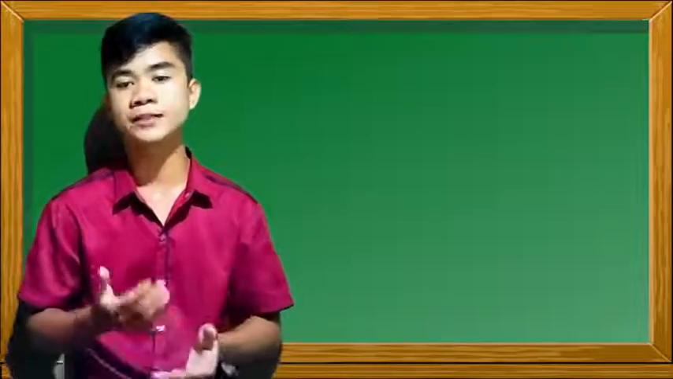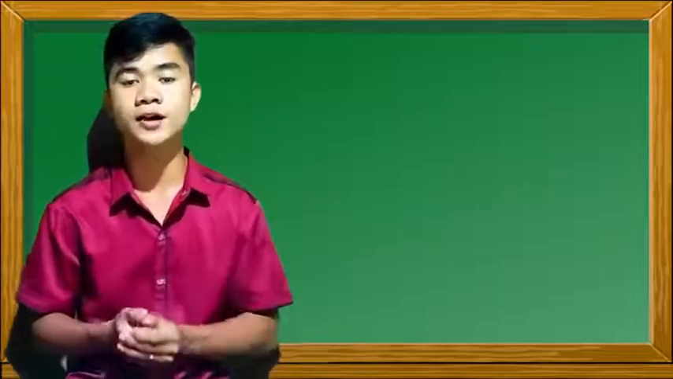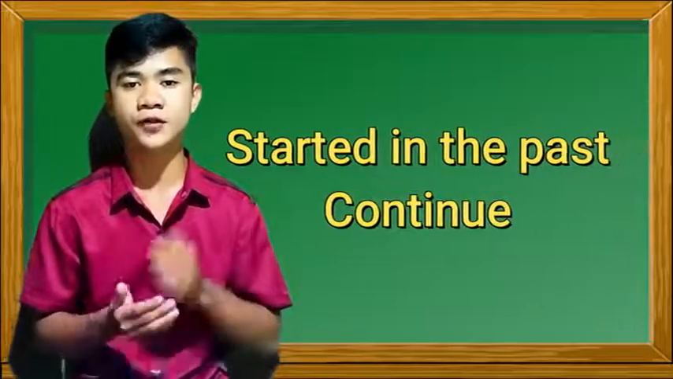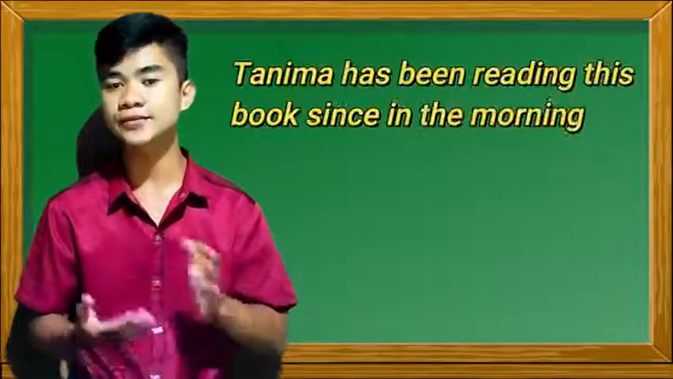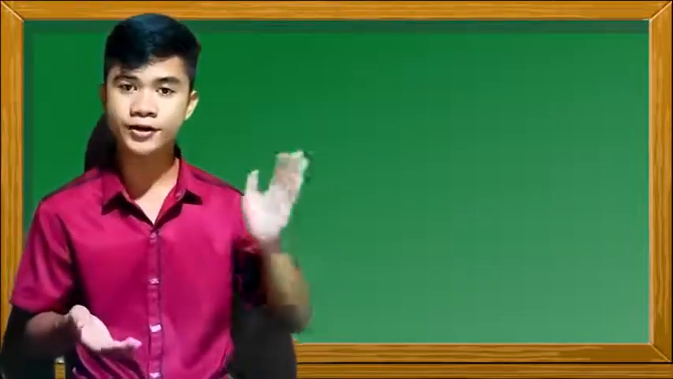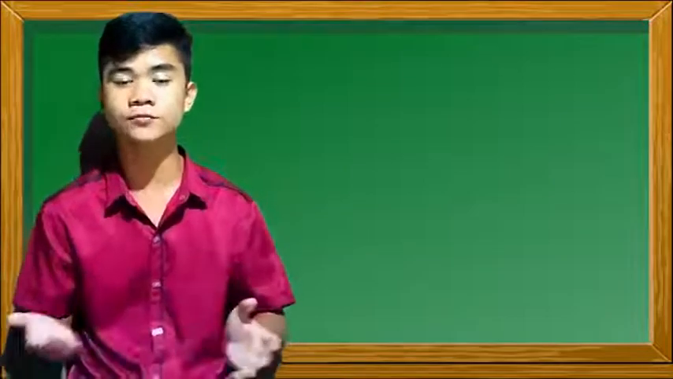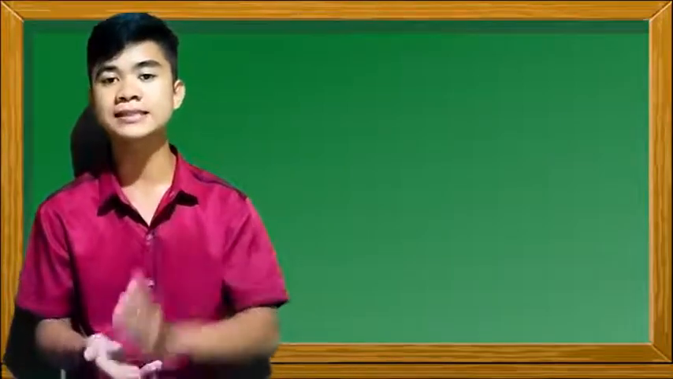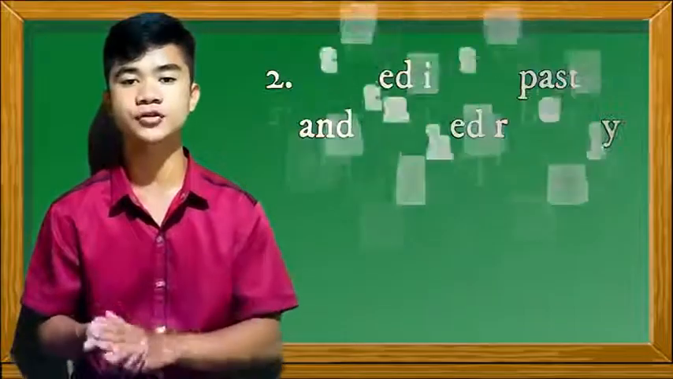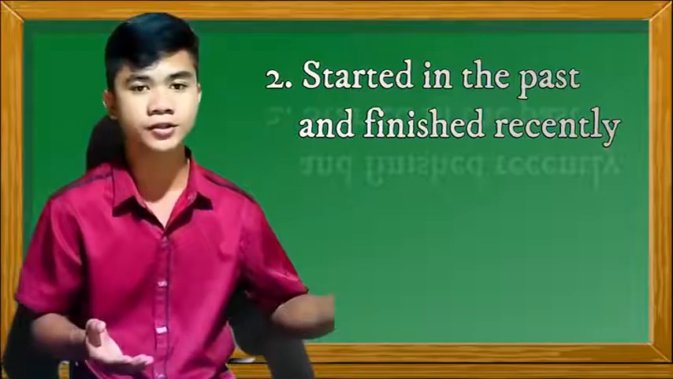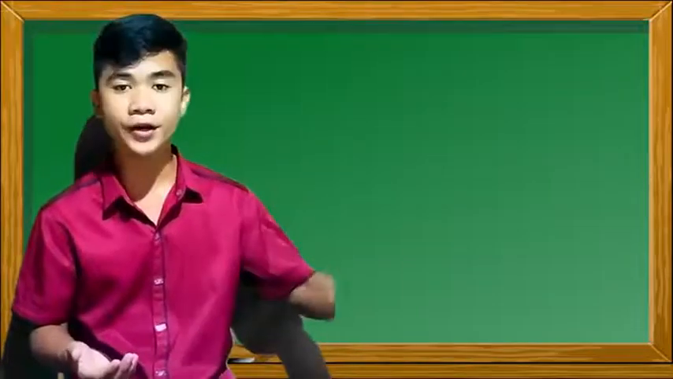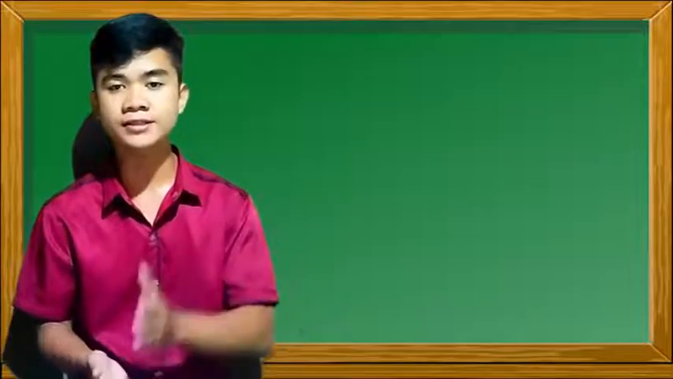So when do we use the present perfect continuous tense? As I told you before, we use it firstly to describe activities that started in the past but still continue. Tanima has been reading this book since the morning. So Tanima is reading the book since the morning. He's still reading the book at the moment, and he will still continue to read the book. The next use is to tell about activities that started in the past and have finished recently.